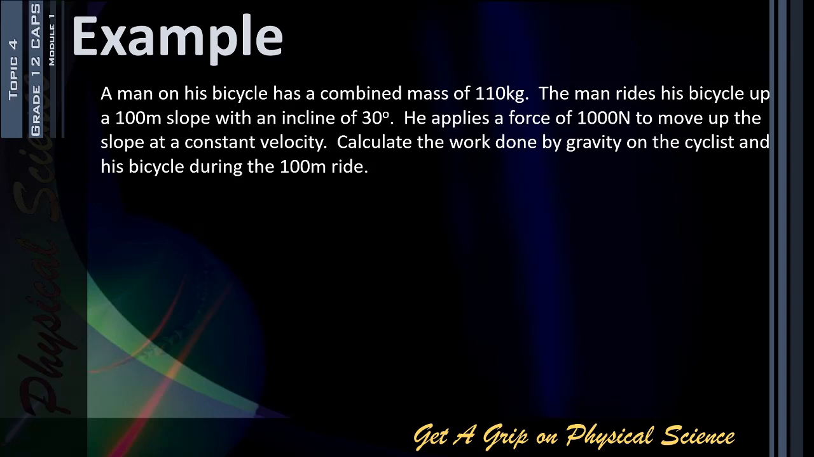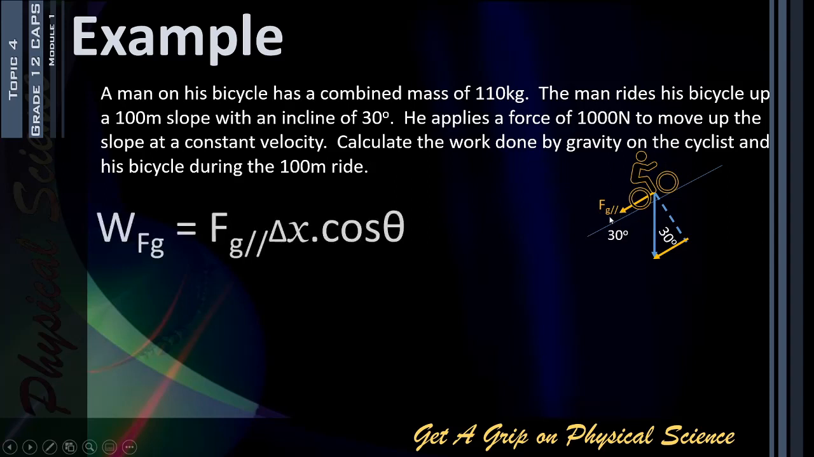So if we look at the force diagram, you can see that we will have to calculate the parallel component of gravity in order to get a force that is either in the same direction as the displacement or opposite to the displacement. So we will use the sin of 30 degrees in order to get the parallel component of the weight, and we will substitute that into our formula.